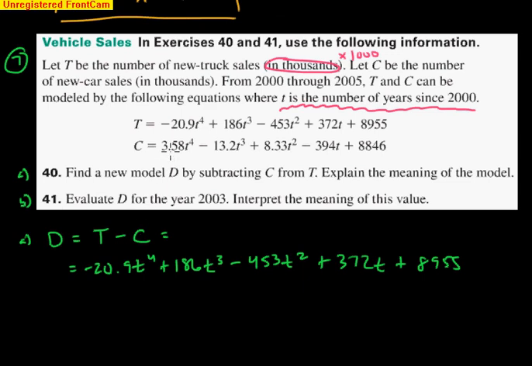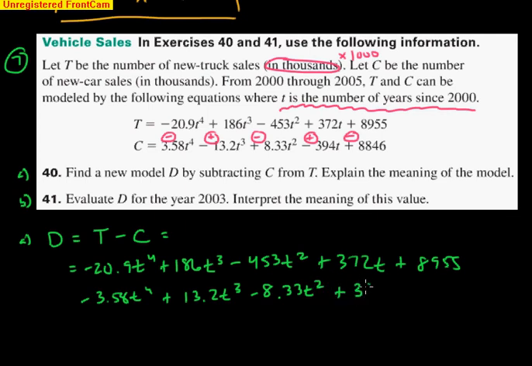Okay, that's T. And now if we're going to subtract C, we're going to take all of the terms in C and make them opposite. So I'll do it up here. That becomes negative. This becomes positive. That becomes negative. This becomes positive. That becomes negative. T minus C. Everything's opposite. So now when I put that down here, that's going to be a negative 3.58 T to the fourth, a positive 13.2 T cubed, a negative 8.33 T squared, a positive 394 T, and a negative 8,846.